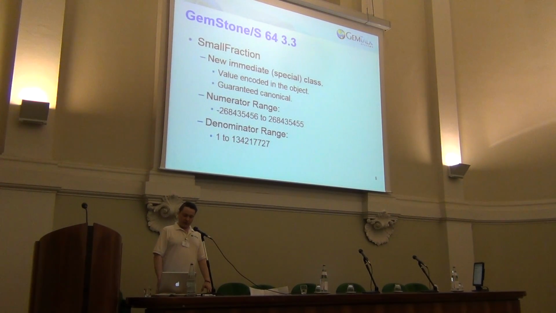We added a new immediate class in 3.3 called small fraction. And this is a special or immediate class, which means the value is contained in the object ID, so it never requires any I/O or disk access. It's got a finite range, of course. The numerator and denominator range is here specified, but it's much faster than a fraction object, which is what we were using in the past for these ranges. And the fraction objects will self-represent as a small fraction starting in 3.3 when you send them messages, assuming they fit in the range.